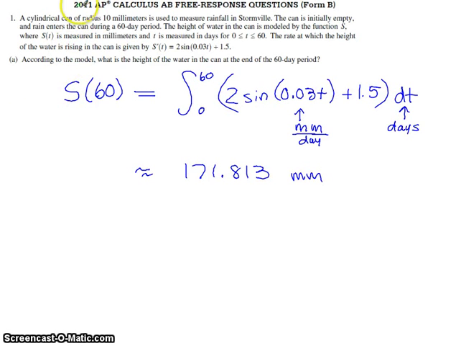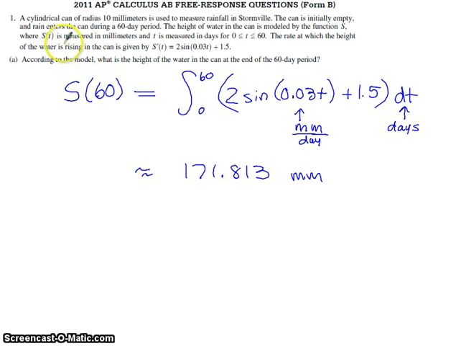This is from the 2011 AP Calc AB and BC Form B exams. This is the second version of the exam both years, but this was an AB and a BC question. The setup is that there's a cylindrical can, radius of 10 millimeters. It's collecting rain over a 60-day period.